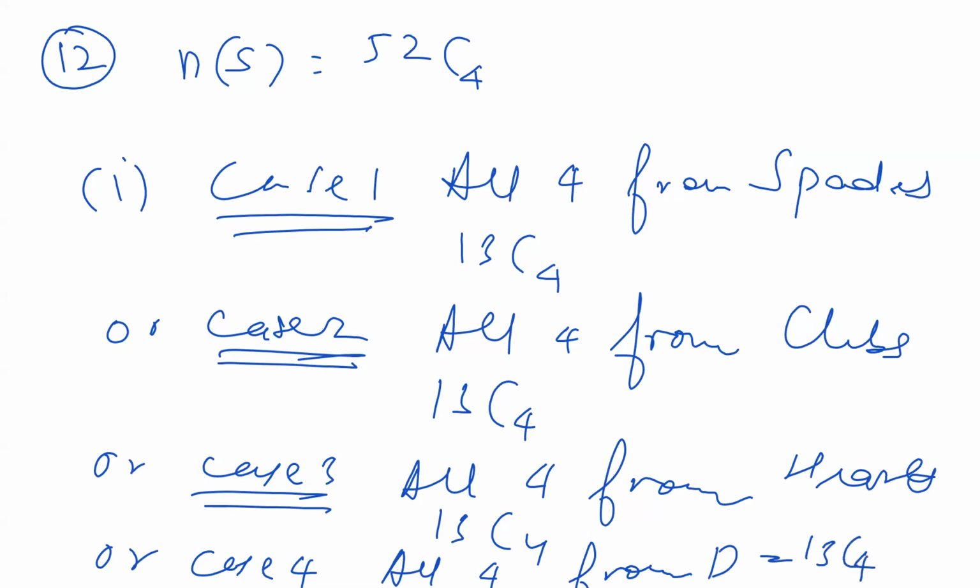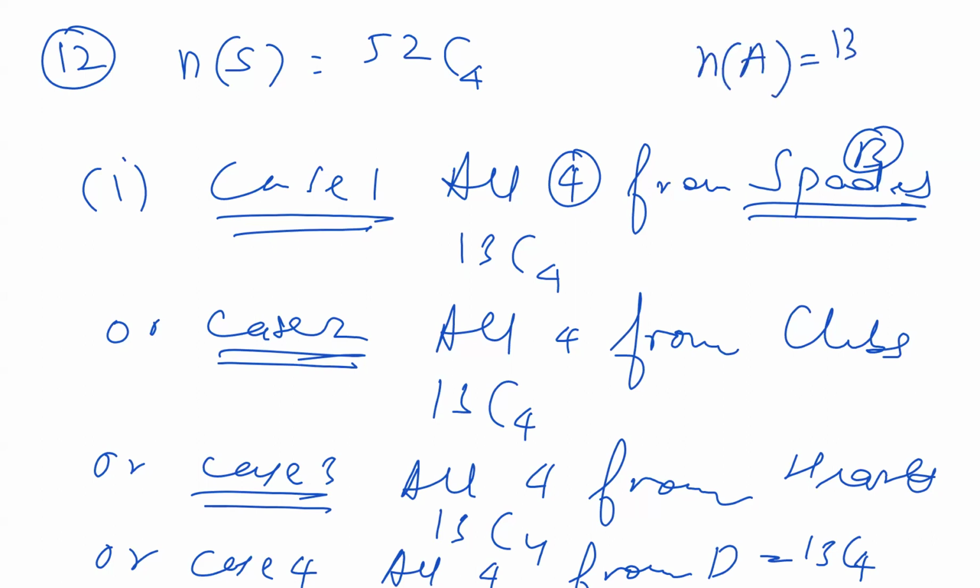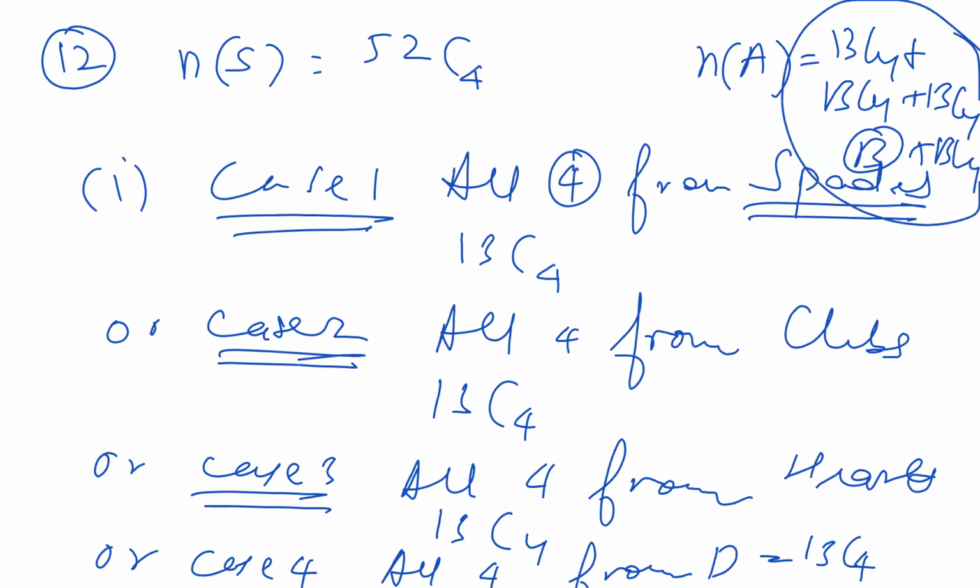See, there are 13 spades. Out of that we have to pull any 4 cards, and it should be from the same suit. So this is just case 1. Likewise, there are 4 cases. So n of A is equal to 13C4 plus 13C4 plus 13C4 plus 13C4. You have to add the answers for all the cases. And naturally P of A will be N of A upon N of S.